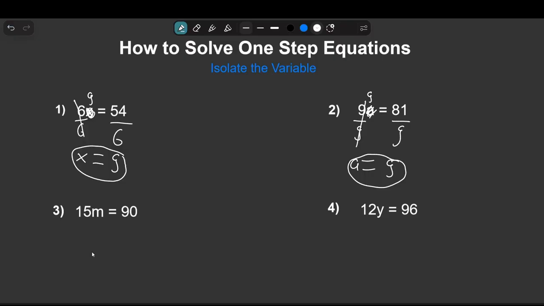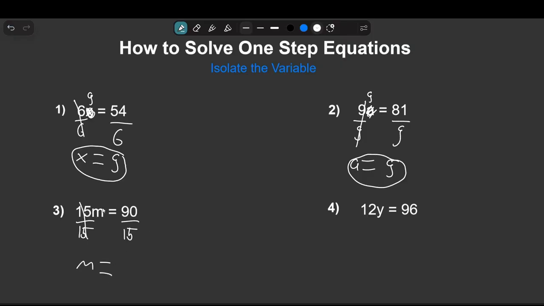So now let's go to our third example. For our third example, we have 15m equals 90. 15m, again, the variable is next to the number. So that means we are multiplying. So the inverse or the opposite of multiplication is division. So we are going to, again, isolate the variable. We're going to divide these two by 15. So 15 divided by 15 cancel each other out, which leaves us with just a variable.